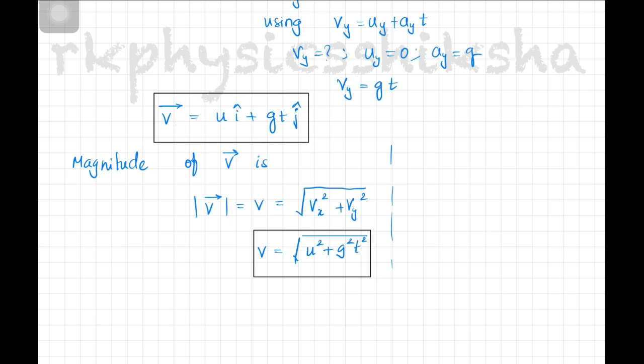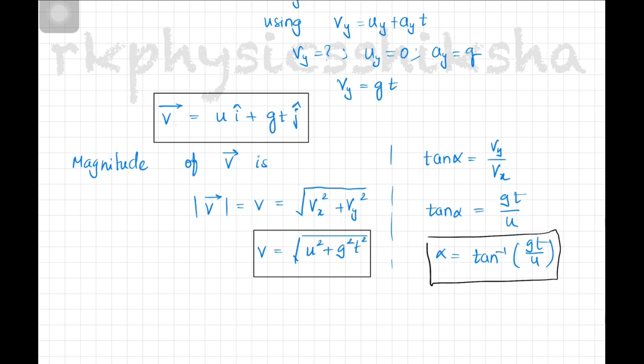Tan alpha is equal to Vy divided by Vx. So tan alpha is equal to, Vy is gt and Vx is u, so gt by u. So alpha will be equal to tan inverse of gt by u. This is the angle of the velocity vector at any instant t seconds. This is the velocity and angle.